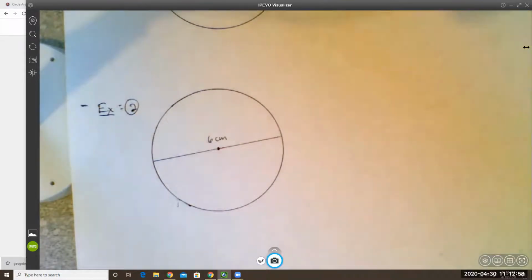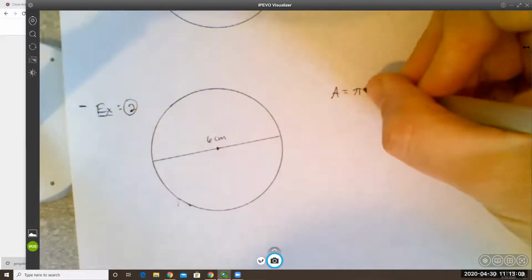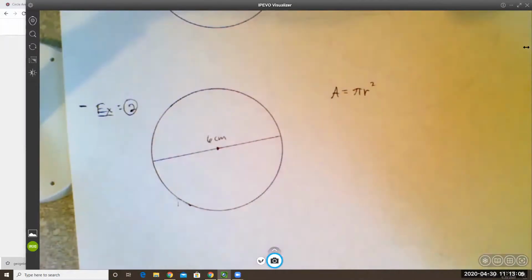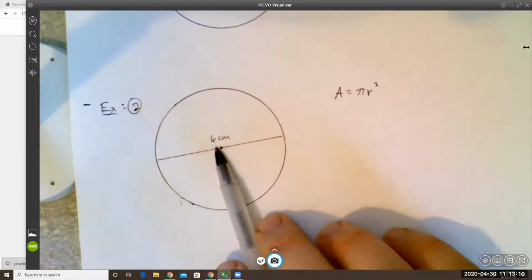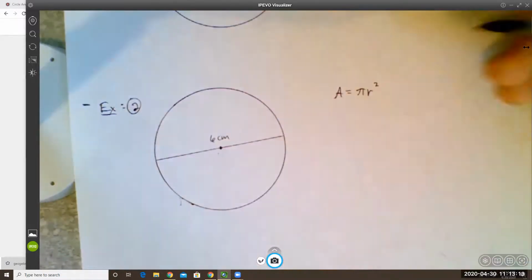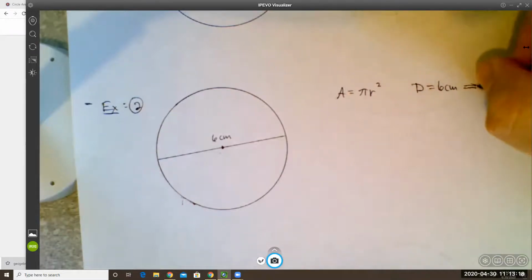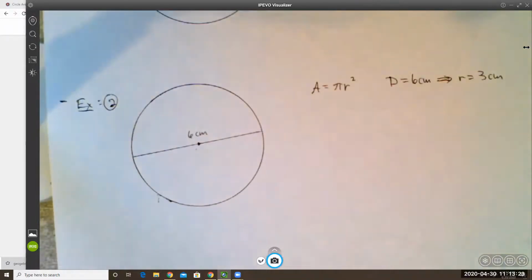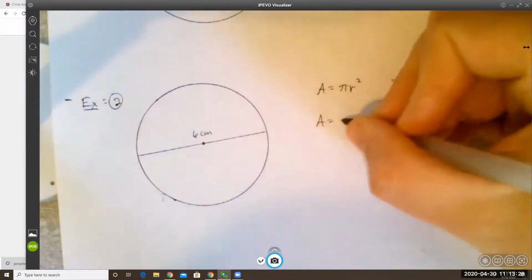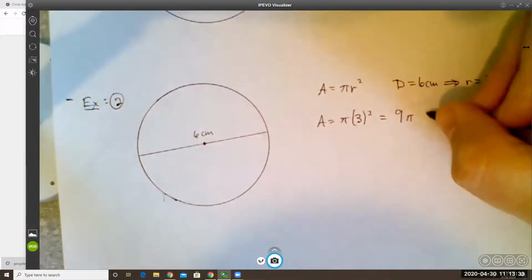Okay, now here's my solution. Again, the area is pi r squared. We weren't given the radius, though. We were given the diameter. We know that the diameter is 6 centimeters. So if the diameter is 6 centimeters, then the radius must be 3 centimeters, right? Since the radius is half of the diameter. So we'll plug in 3 for r this time. We're going to say A equals pi times 3 squared. That would be 9 pi square centimeters.